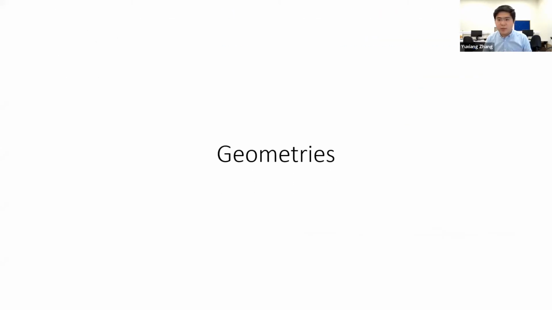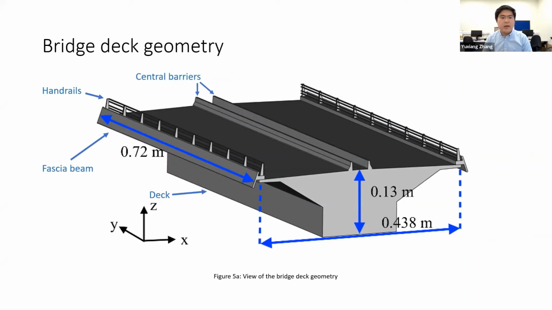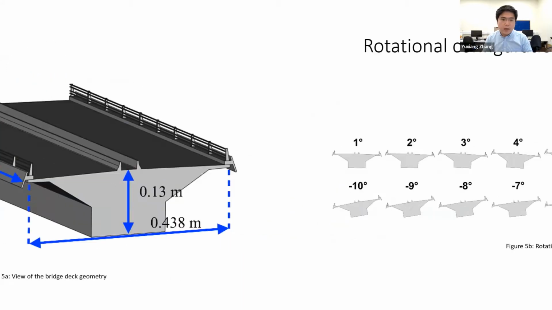And let's have a look at the geometries. The bridge deck geometry is sketched using an open source software called FreeCAD. It has the same dimensions as the model used in the wind tunnel test. The deck was first sketched in 2D and then extruded to 3D. Then you can see the secondary structures are sketched as separate parts. You can see handrails, central barriers, and fascia beams. Finally, all parts are combined together and we got STL files.